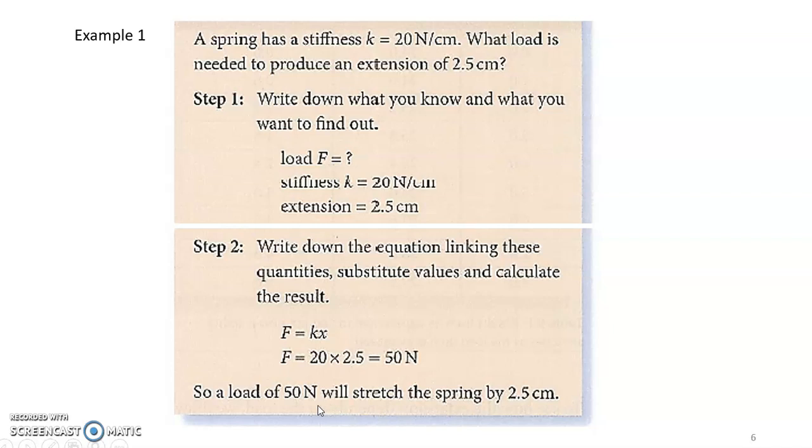So 50 Newton is equal to how many kg? 50 Newton is equal to 5 kg, since 1 kg is equal to 10 Newton. So by putting on a weight of 5 kg, the spring only stretched by 2.5 centimeter. So we can say that the spring is quite stiff, because a 5 kg load will only cause a 2.5 centimeter extension of the spring.